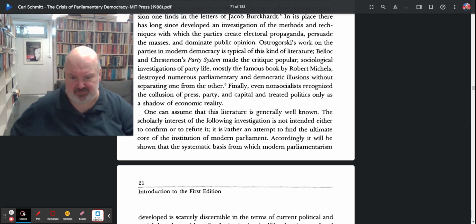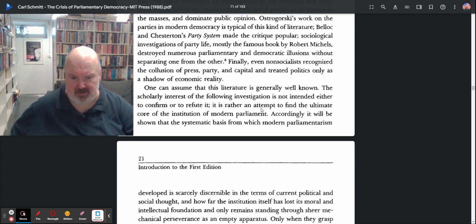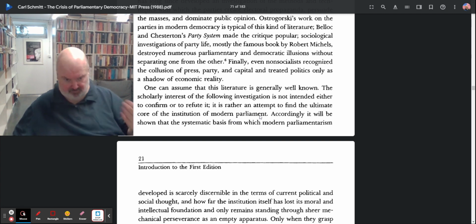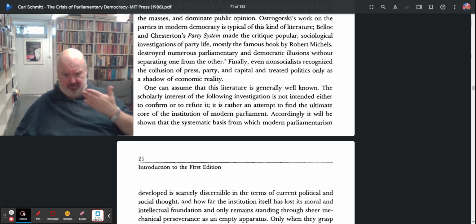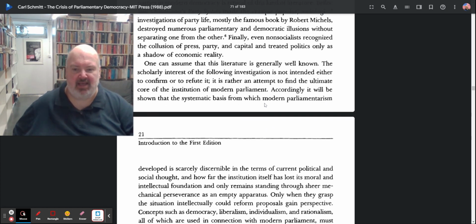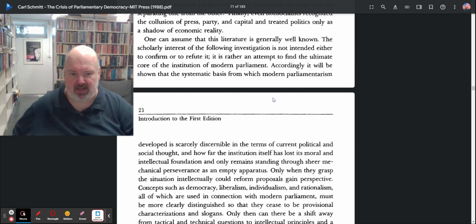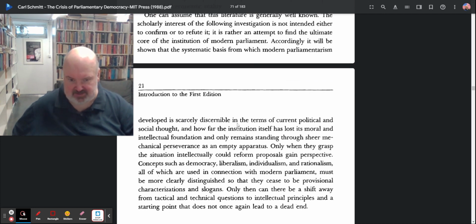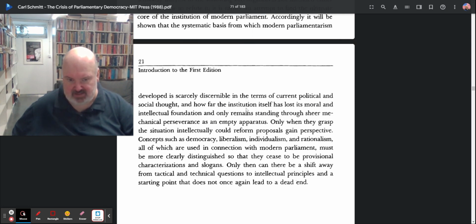The scholarly interest of the following investigation is not intended either to confirm or to refute it, but is rather an attempt to find the ultimate core of the institution of modern parliament. So what is the core? What is the institution of modern parliament? Accordingly, it will be shown that the ultimate system from which modern parliamentarism develops is scarcely discernible in the terms of current political and social thought, and how far the institution itself has lost its moral and intellectual foundations and remains standing through sheer mechanical preservation as an empty apparatus.